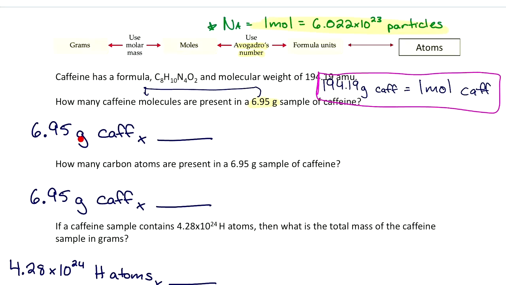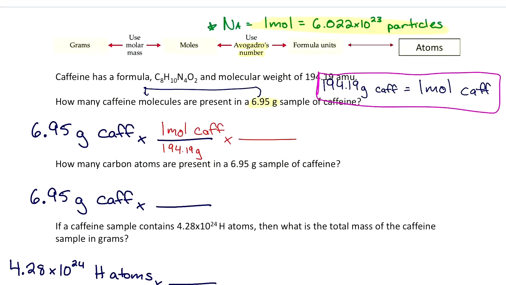I'm starting in grams, so I want to use molar mass first. In this example, I'm going to put the 194 on the bottom, so grams cancel: 194.19 grams goes on the bottom, and 1 mole goes up top. This is moles of caffeine. But I'm not done. I didn't ask for moles of caffeine. I asked for molecules of caffeine.